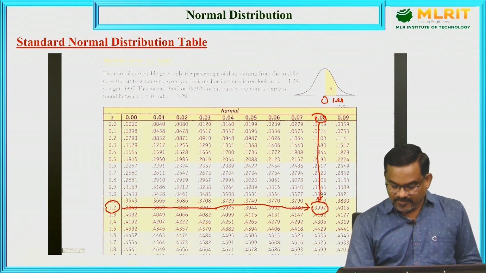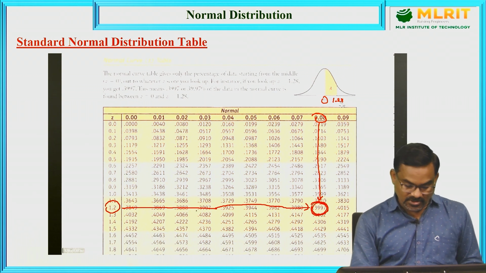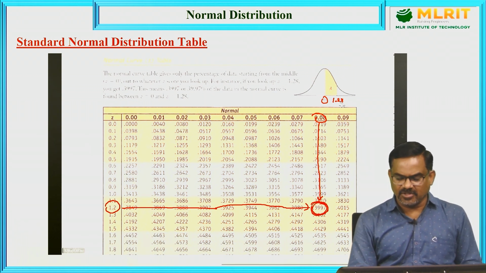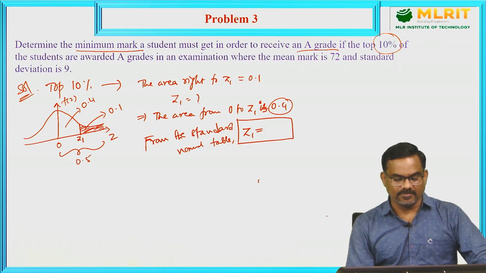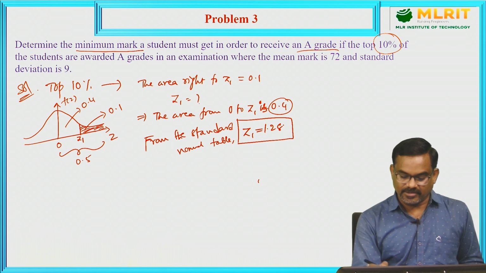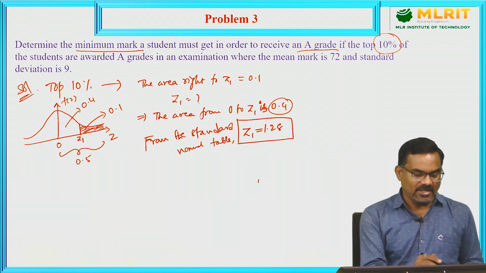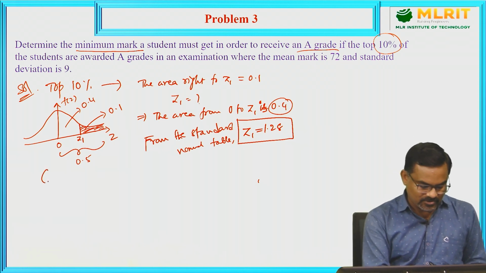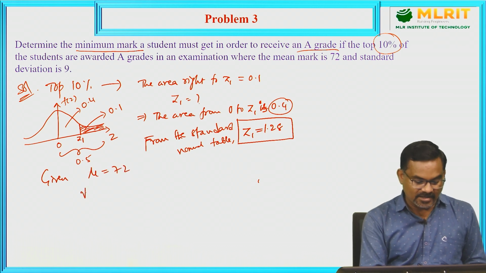So that's why we can consider this corresponding value of this area. So this is 1.2 here, 8. So 1.28. The area from 0 to 1.28 is almost 0.4. So let us use this value, 1.28. So we got that z1. Now what is the next one? The students are awarded A grades in an examination where the mean mark is 72. So given mu equal to 72 and sigma is 9.